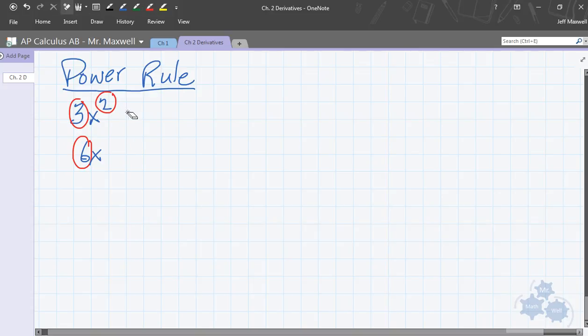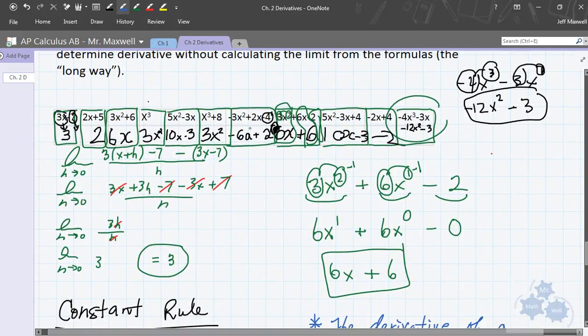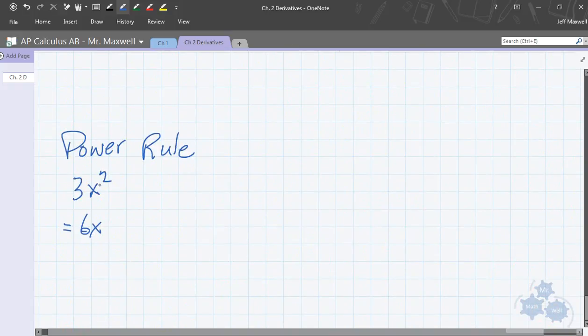Then we also uncovered what happens to the exponent here, and in every case in our example, just going back real quickly, in every case, see, the 2 became a 1. The 1 became a 0. This is x to the 0 because it's a constant there, and so on. 3 became a 2. 1 became 0. See that? So you subtract 1 from the exponent. So this is actually 6x to the 1, but we wouldn't write the 1.